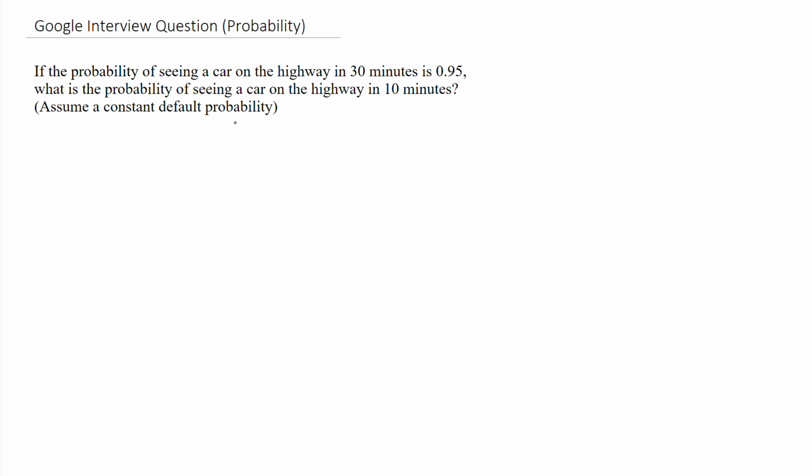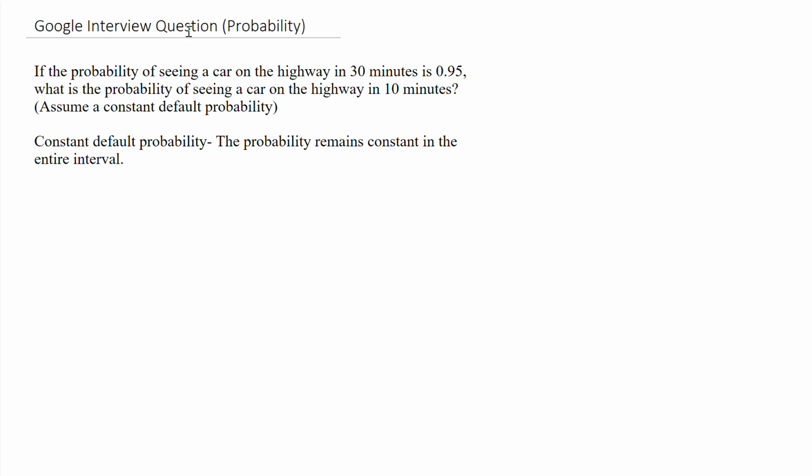Hello. In today's video, we're going to be solving this Google interview question that's probability. The question reads, if the probability of seeing a car on the highway in 30 minutes is 0.95, what is the probability of seeing a car on the highway in 10 minutes? Assume a constant default probability.